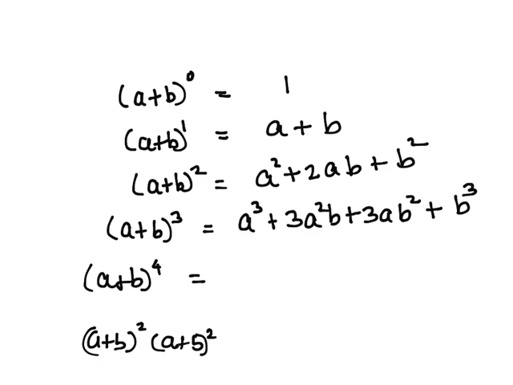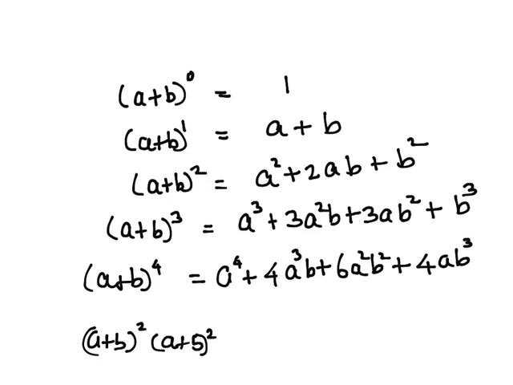this following answer. You will get A power 4 plus 4A cube B plus 6A squared B squared plus 4A B cube plus B raised to 4. So this is what you'll get.